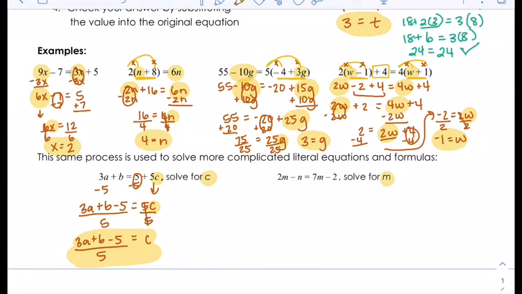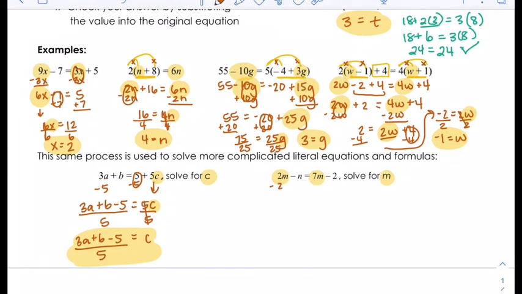On this next one, I have 2m minus n equals 7m minus 2, and I'm solving for m. Well, I have m's on both sides. I have 2m on the left and 7m on the right. So the first thing that I need to do is get the m's together. So in order to keep the m's positive, I'm going to subtract 2m from both sides. 2m minus 2m is 0, leaving me with negative n equals 7m minus 2m is 5m minus 2.